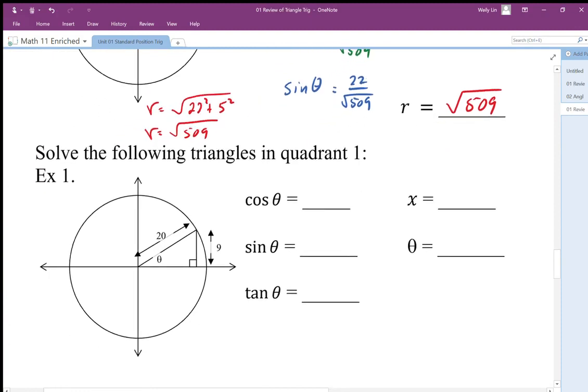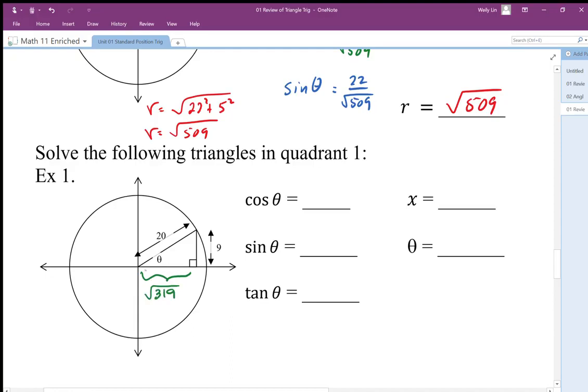So here we want to figure out the sine, cos, and tan ratios. To do that, we need the third side. The third side along here, using Pythagoras, we're going to use 20 squared minus 9 squared. So 20 squared is 400, minus 9 squared is 81. So we end up with the square root of 319.